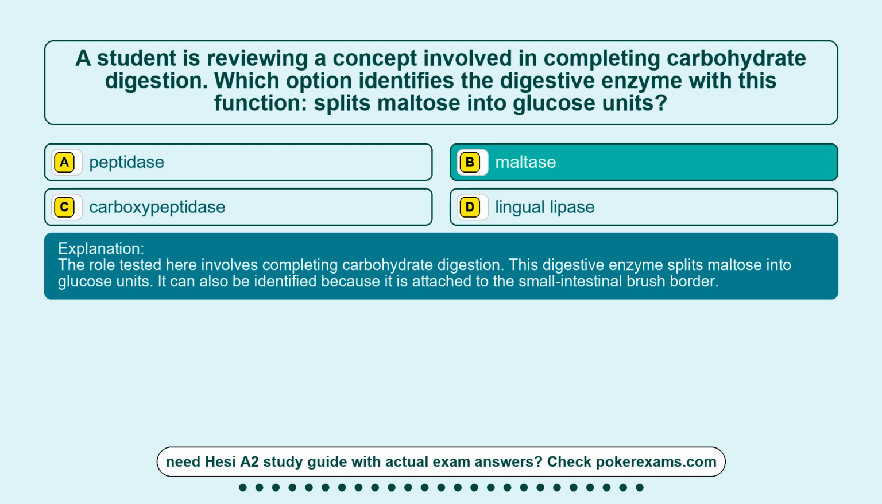The role tested here involves completing carbohydrate digestion. This digestive enzyme splits maltose into glucose units. It can also be identified because it is attached to the small intestinal brush border.